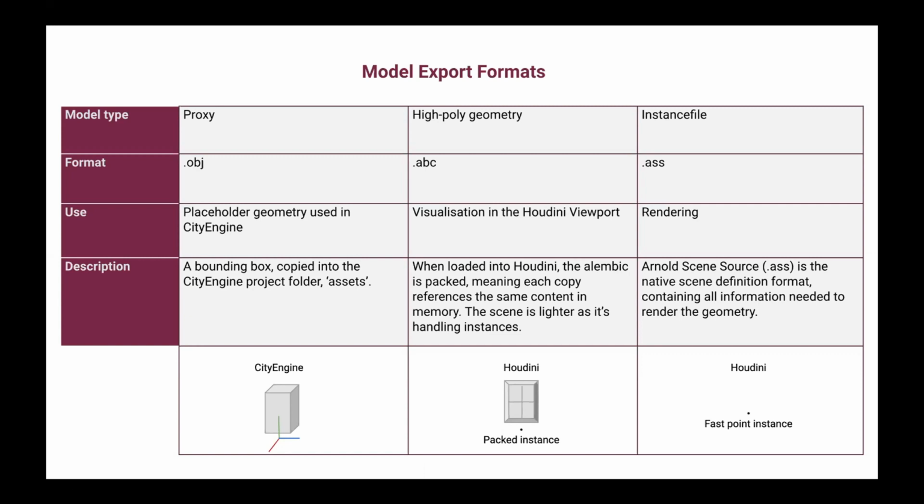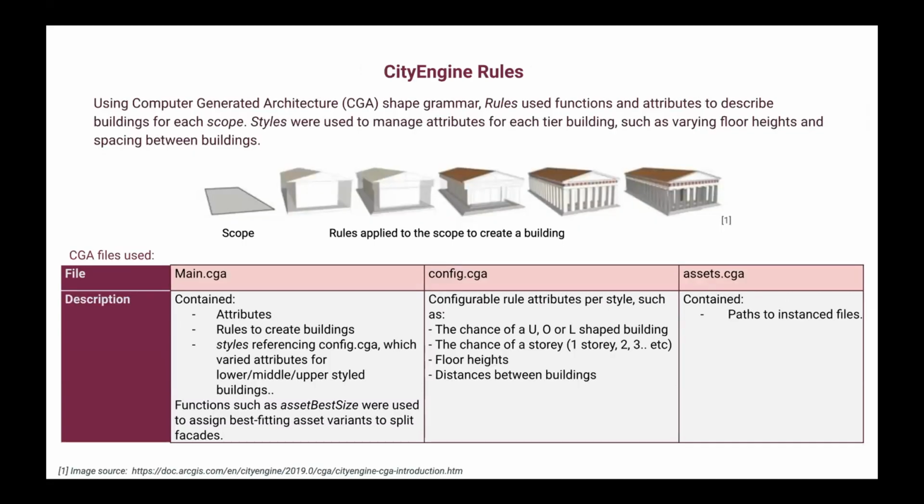You were basically dealing with points which contained embedded data, or when I switched to the instance files, they were literally pointing to the AS file on disk. The AS file contains all data necessary to render the window or door, for example. This is something that Simon talked about earlier, the idea of CGA rules.